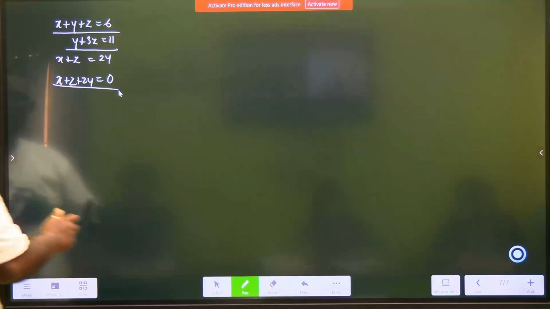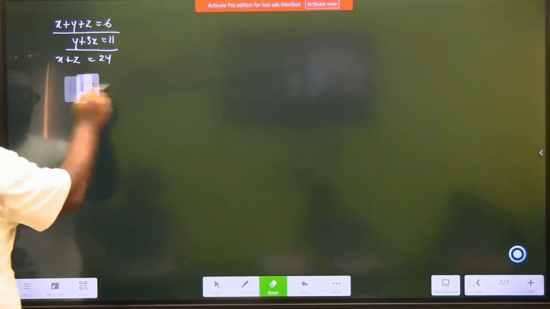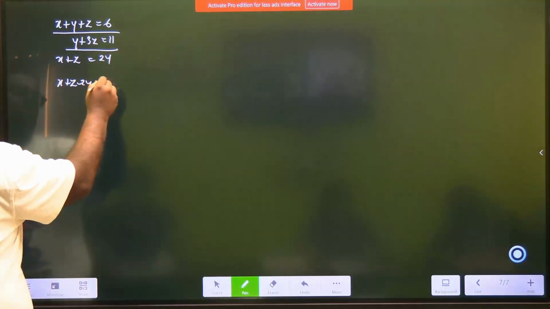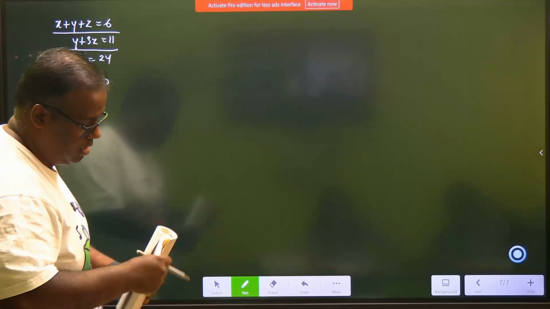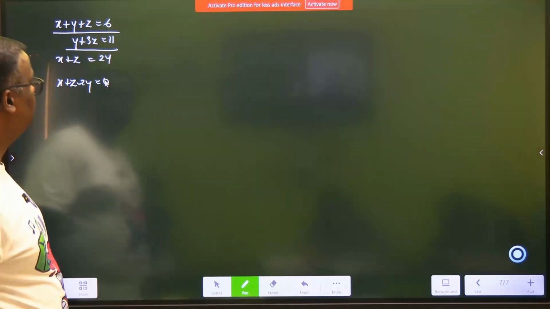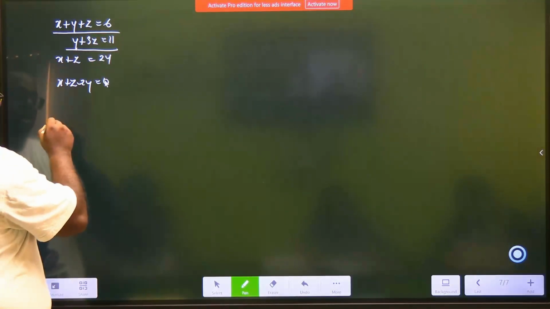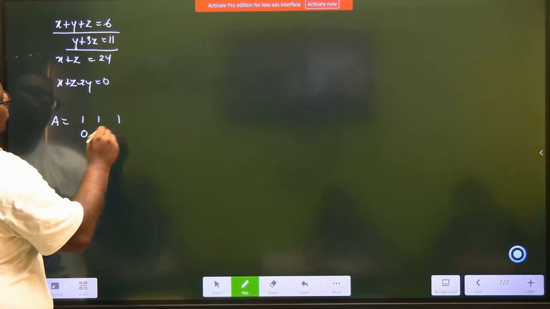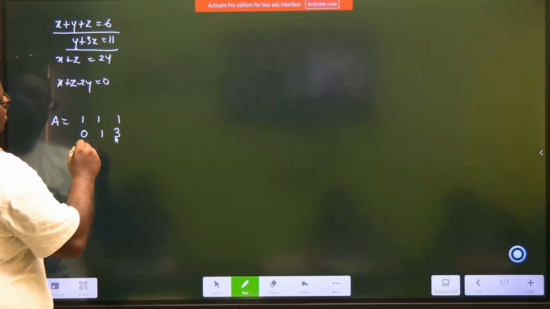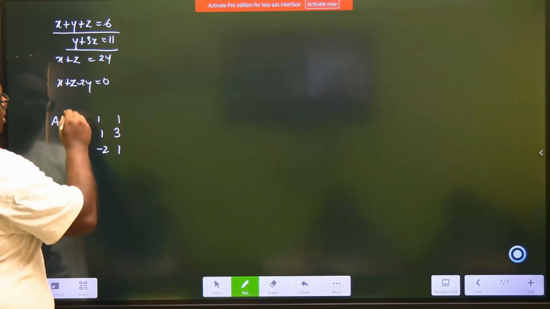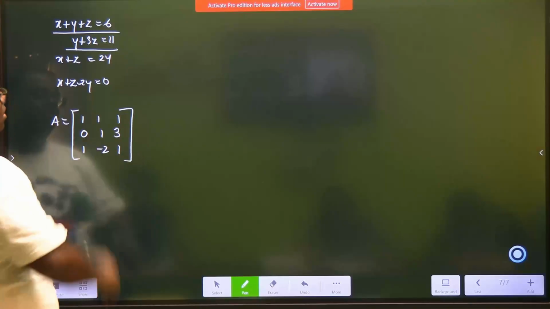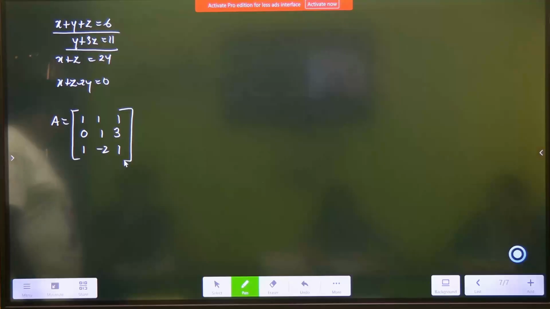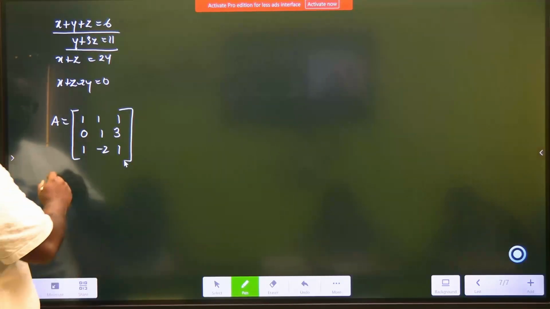Oh, x plus z minus 2y. Sorry. Mistake happens. x plus z minus 2y is equal to 0. Let's do this one. So your A matrix would be 1, 1, 1, 0, 1, 3, and then 1, minus 2, 1. No, 1, minus 2. That is z. Oh, yeah, I am not wrong every time.